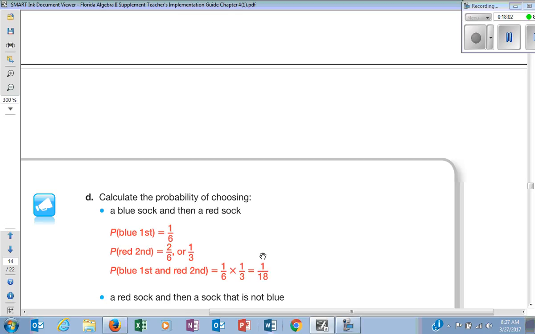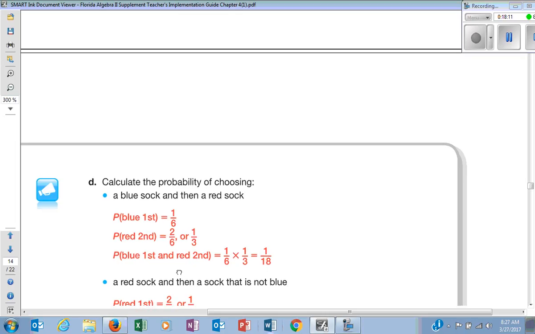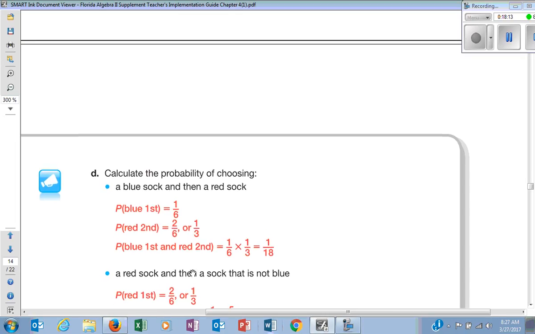A red sock, and then a sock that is not blue. So let's just attack the red sock. We already know that there's a 1/3 chance of pulling a red sock, correct? With me? How do we find the chances of not pulling a blue?